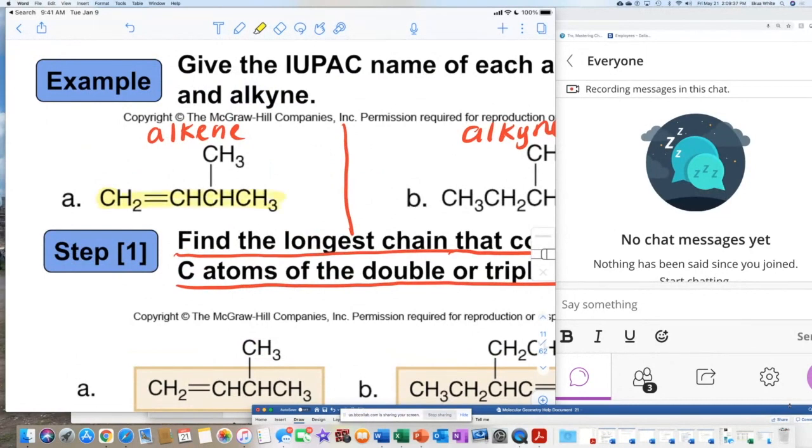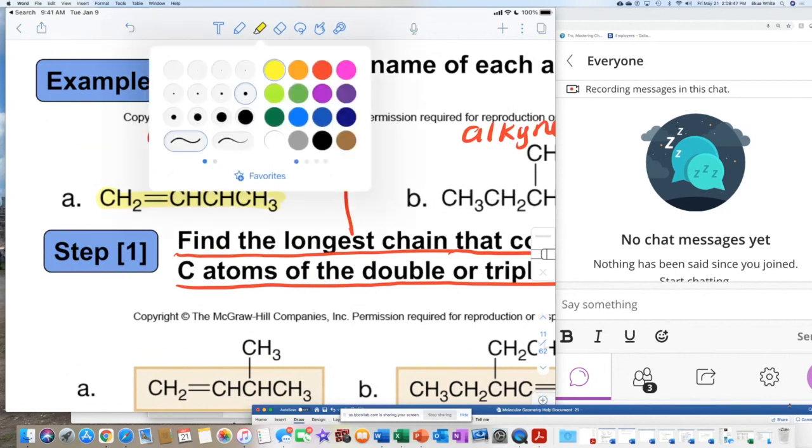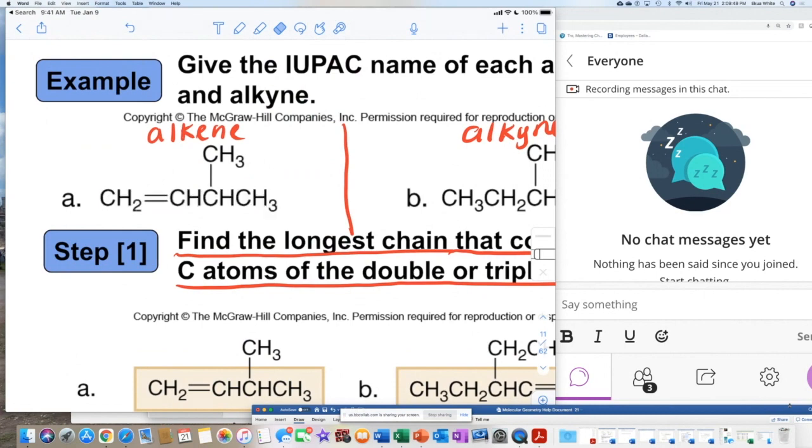Now, yesterday I was asked, do you always start left? You try to get to the start on the side that has the double bond closest to the edge, okay? Because they're trying to get the double bond very quickly. They want to assign the double bond a small number. So right here, this will be our longest chain. And when we're numbering our carbons, this will be carbon 1, 2, 3, 4.